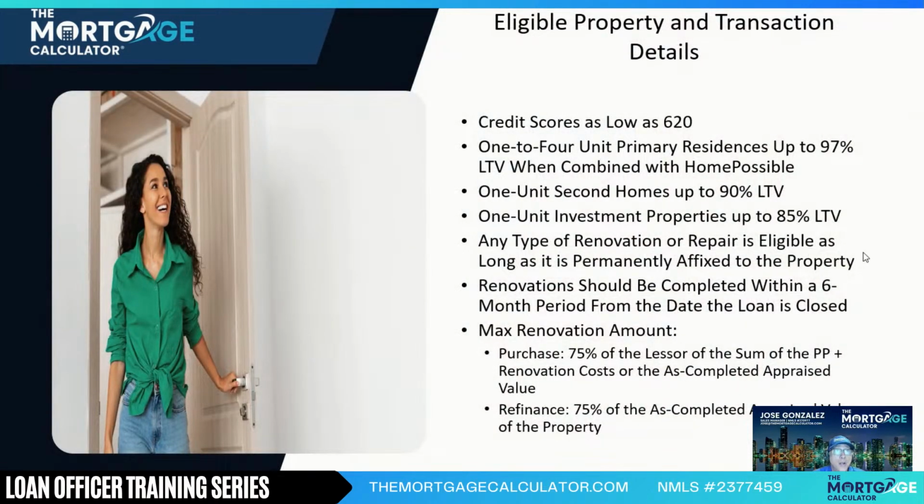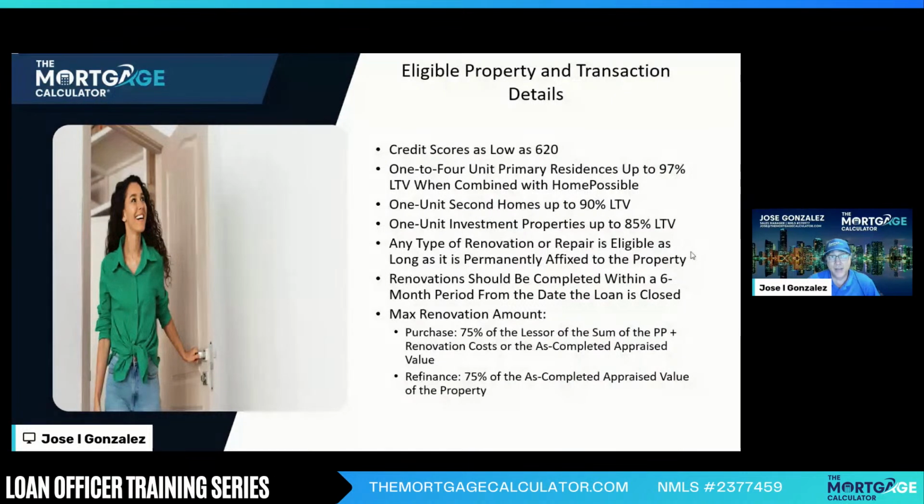So what are our eligible property and transaction details? Well, credit scores as low as 620, as is usual and customary for all conventional loans. However, remember, just because the matrix says you can go down to 620 doesn't mean that you're going to get an automated underwriting approval. In this case, it would be LP for your Freddie Mac loan. Doesn't mean you're guaranteed that at 620 you're going to get an LP approval.